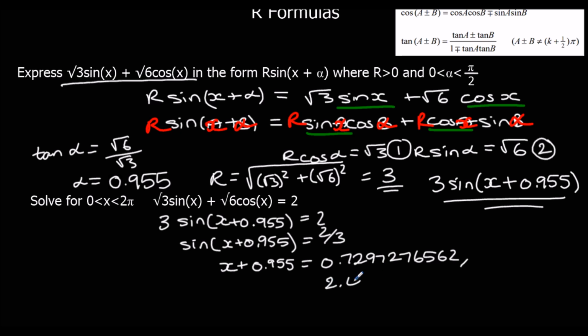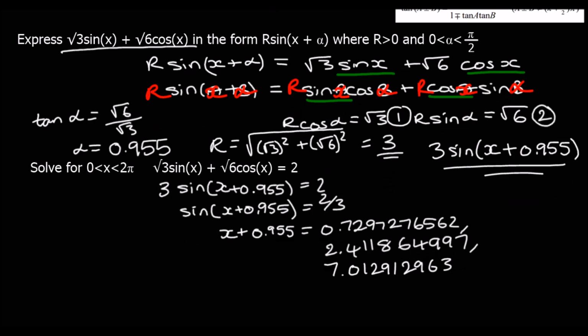So 2.41864997. Because we're going to subtract 0.955 from the answers, the first answer we got is going to be no good to us. It's going to go below 0. So we need to add 2 pi onto it. So we add 2 pi onto the first answer, and we get 7.012912963.